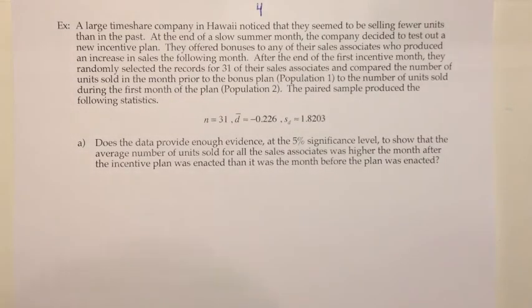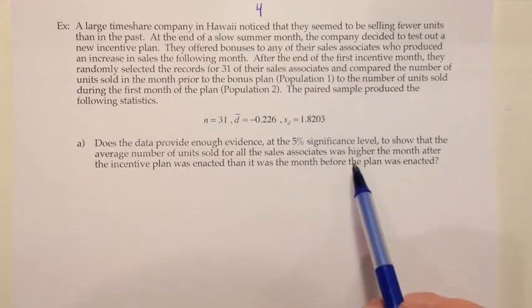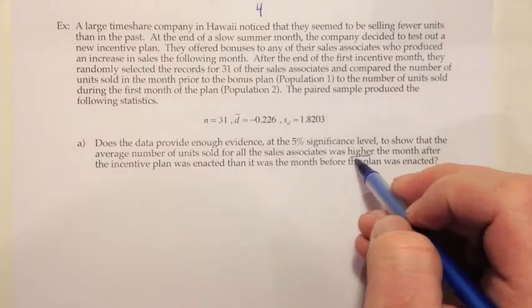All right, so what do they want us to do with that information? Does the data provide enough evidence at the 5% significance level to show that the average number of units sold for the sales associates was higher the month after the incentive plan was enacted than it was the month before the plan was enacted? To me that makes sense, because they've put in this bonus plan to try and increase sales, so now they want to see whether it was in fact higher.